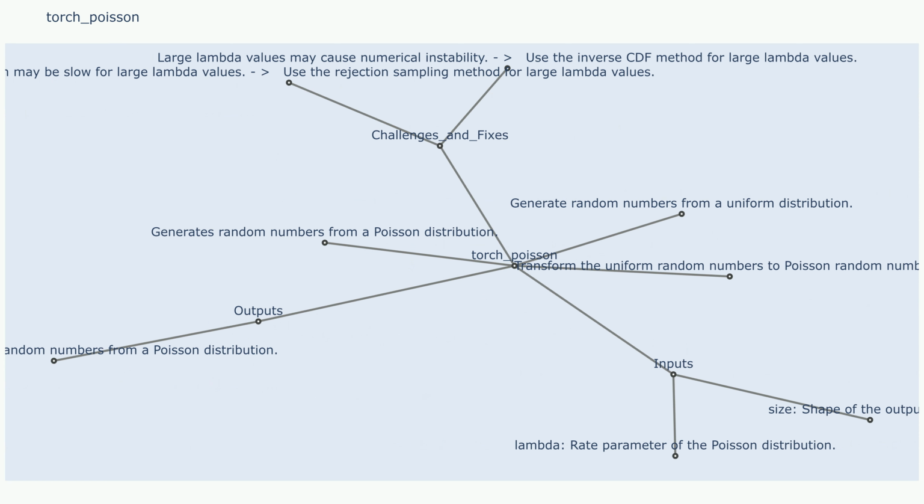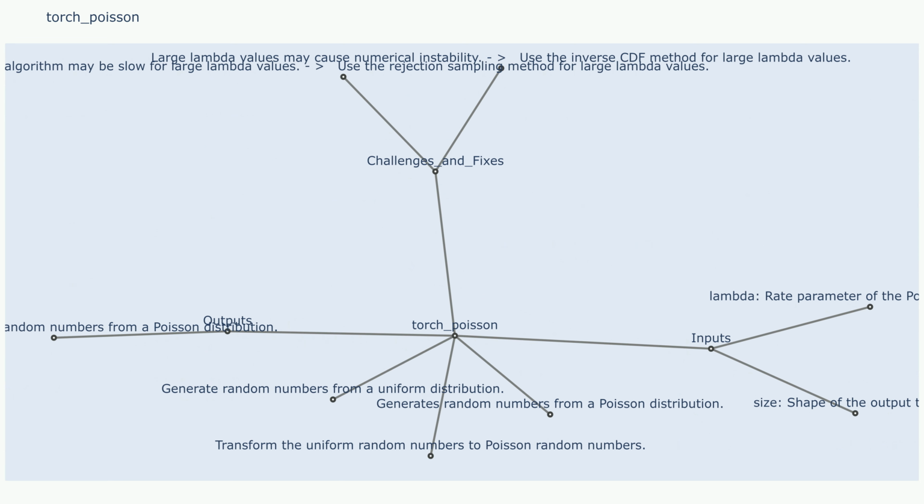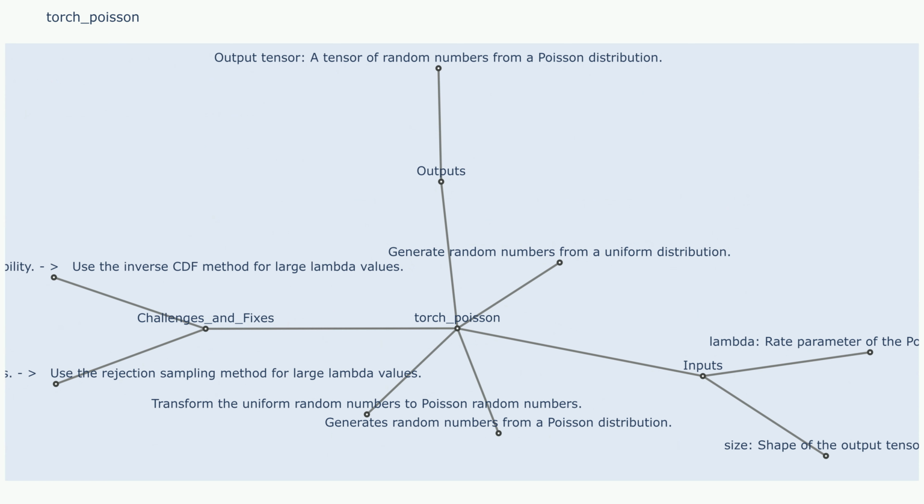Inputs: lam, a tensor containing the rate parameter lambda of the Poisson distribution. It can be a scalar or a tensor of any shape. Outputs: output, a tensor with the same shape as lam, containing random numbers drawn from the Poisson distribution with the corresponding rates specified in lam.